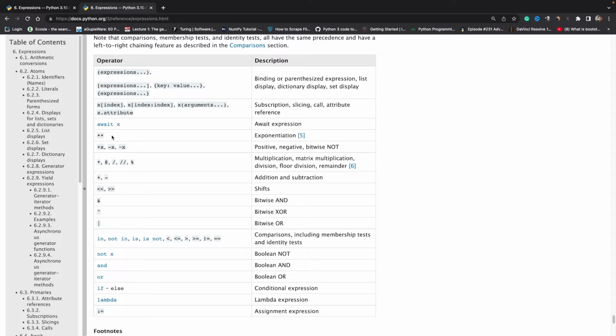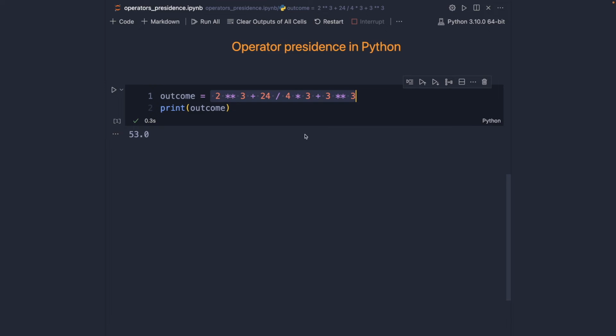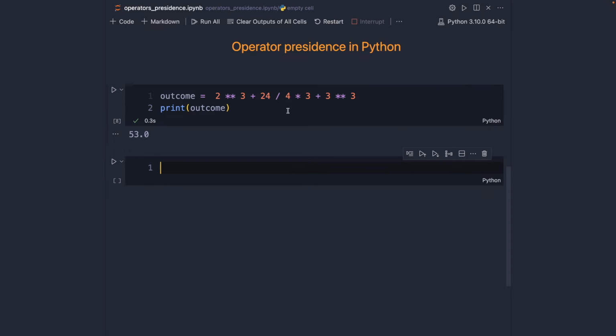Now, the relevance of this operator precedence. With the help of operator precedence, we can figure out which operation will be executed first in this expression. Whichever operator has higher precedence, that operation will be evaluated first. And if you look at all of these operators, the highest precedence goes to the exponentiation operator, but we have two exponentiation operators over here, this one and this one.